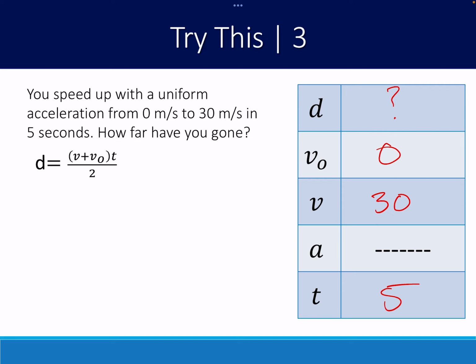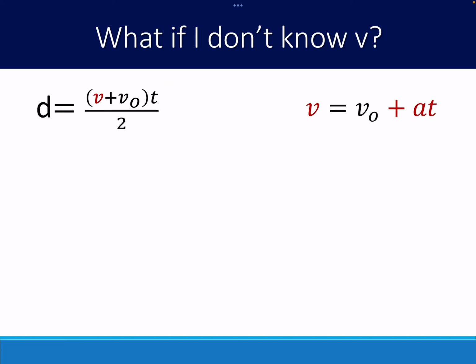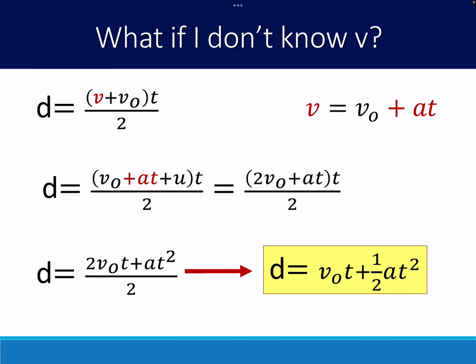So d is going to give us our final velocity, which is 30 plus 0, times our time, all divided by 2. And so we're going to get 150 divided by 2. E is going to be 75 meters. All right, we tried deriving a new formula here, and really from here, you guys can take it on for yourselves.